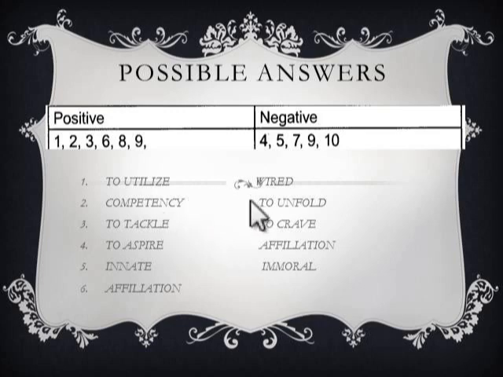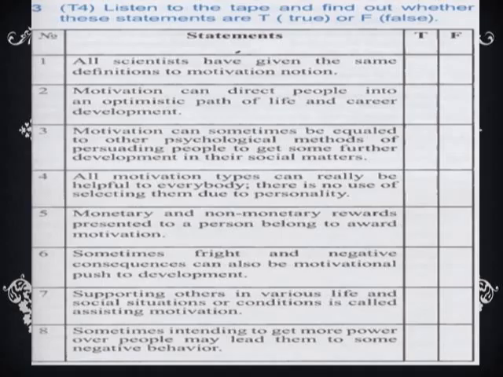Okay, let's check the possible answers of the second exercise. First we will read the positive words. The positive words are the first one, to utilize, the second, competency, the third one, to tackle, the fourth one, to aspire, the fifth one, innate, the sixth one, affiliation. And the negative words: wired, to unfold, to crave, affiliation, and immoral. These are the possible answers.